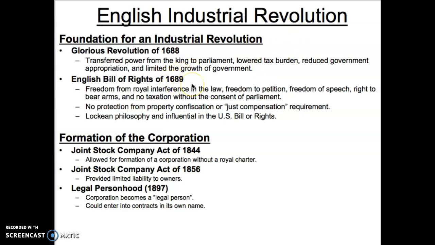The English Bill of Rights in 1689 took this to another level. It brought about freedom from royal interference in the law. That creates a more stable legal environment, more consistency in the law, as opposed to the legal system being at the discretion and whims of an almighty king. It brought about freedom to petition, freedom of speech, right to bear arms. I mean, you recognize a lot of this stuff because this is what we have in our Constitution and our Bill of Rights.